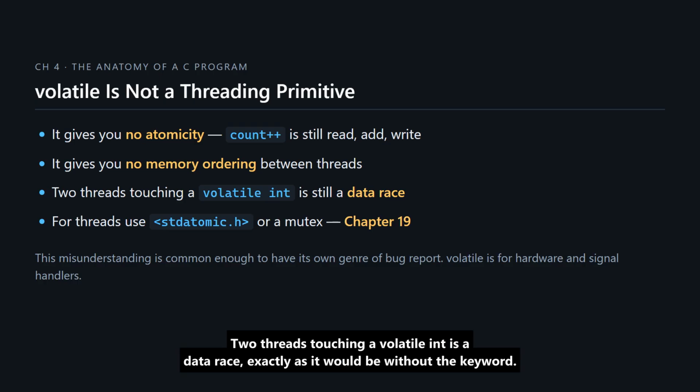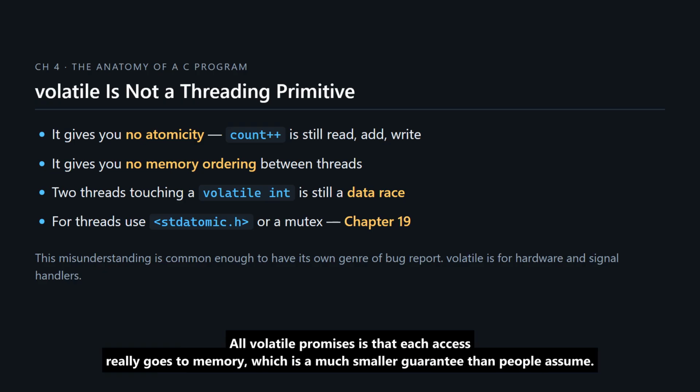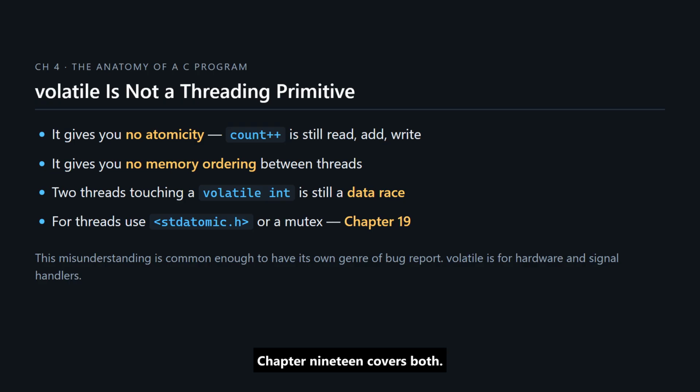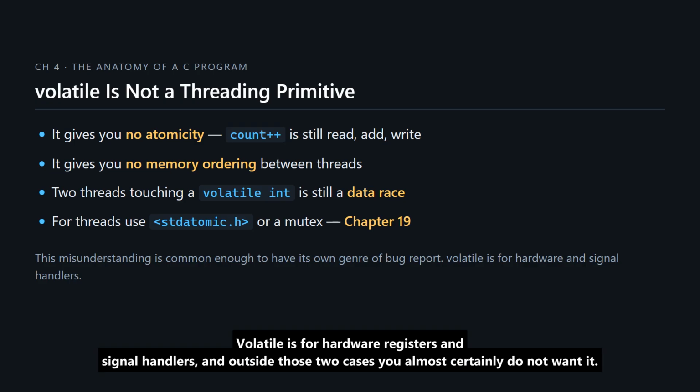Two threads touching a volatile int is a data race, exactly as it would be without the keyword. All volatile promises is that each access really goes to memory, which is a much smaller guarantee than people assume. For shared state between threads, you want the atomic types in stdatomic.h or a mutex. Chapter 19 covers both. Volatile is for hardware registers and signal handlers, and outside those two cases you almost certainly do not want it.